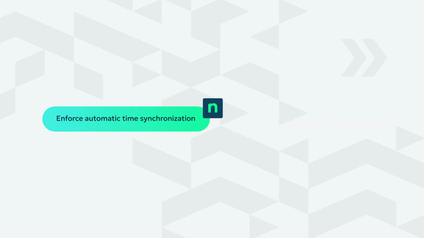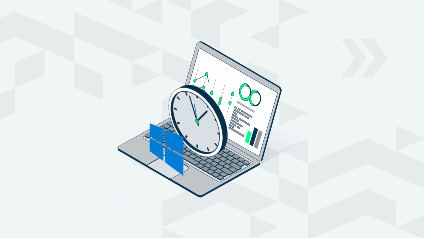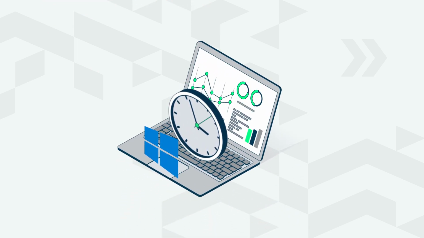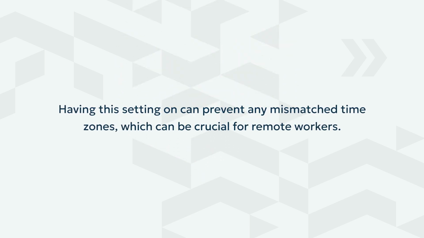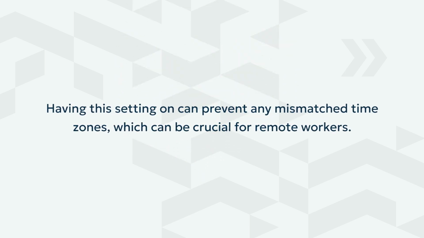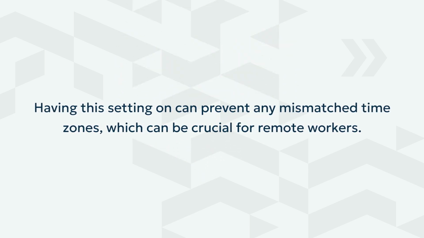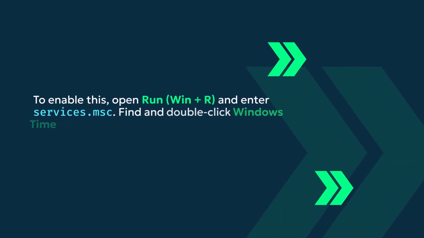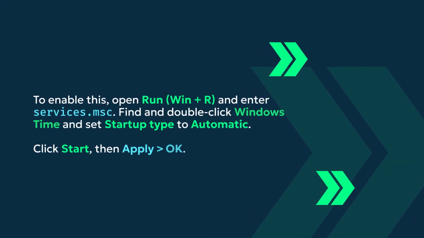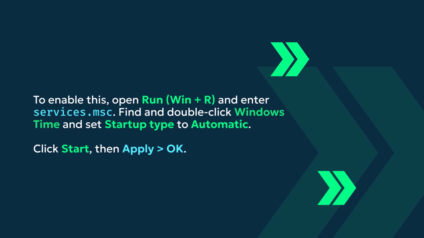Enforce automatic time synchronization. Windows 10 comes equipped with time service and sync tools for time and date accuracy. Having this setting on can prevent any mismatched time zones, which can be crucial for remote workers. To enable this, open Run, Win+R, and enter services.msc. Find and double-click Windows Time and set Startup Type to Automatic. Click Start, then Apply, OK.